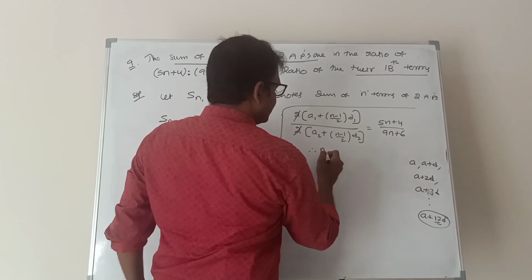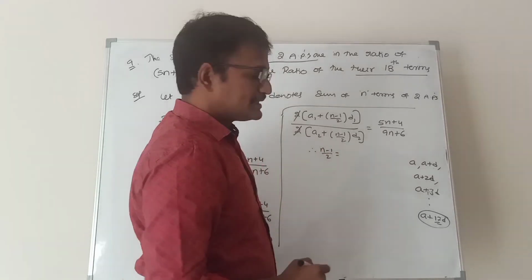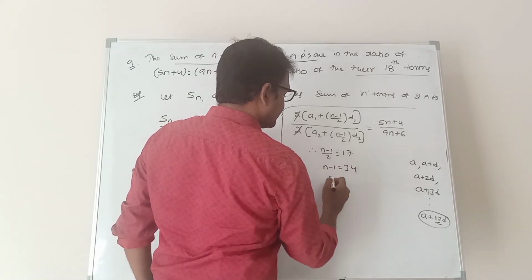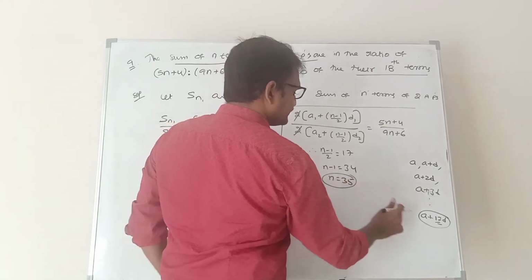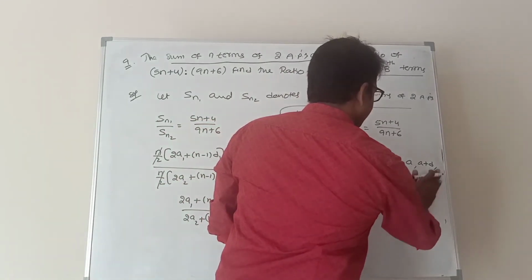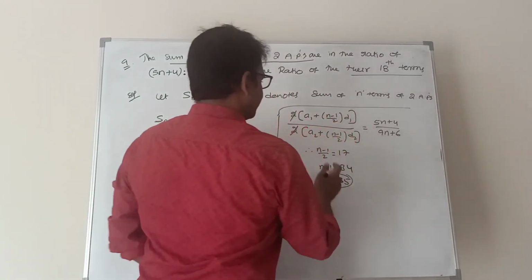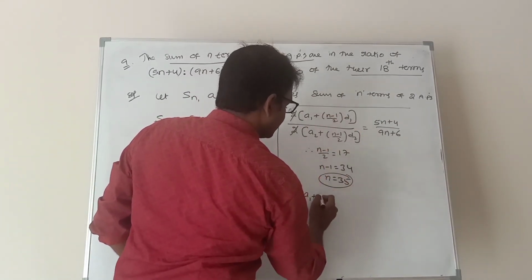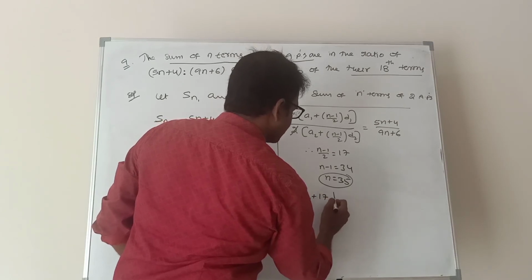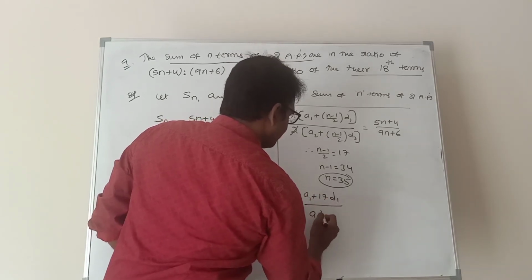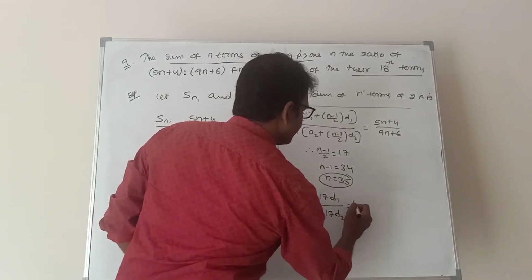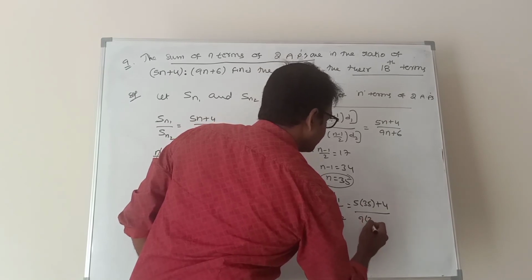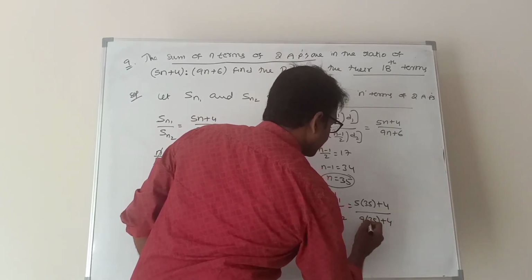Therefore, (n − 1)/2 must be equal to 17. Therefore, n − 1 is equal to 34, so n is equal to 35. Substitute n equal to 35. Then you will get a1 + (35 − 1)/2, that is 34/2, which means 17 d1, by a2 + 17 d2, is equal to 5 into 35 + 4 by 9 into 35 + 4.